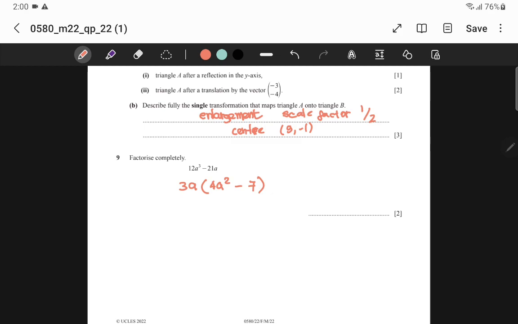Is it correct? 12A to the power of 3 minus 21A. Yes. So the answer will be 3A times (A squared minus 7). I cannot do anything more than that.